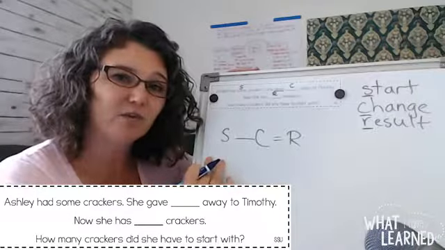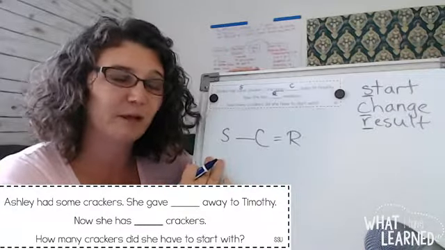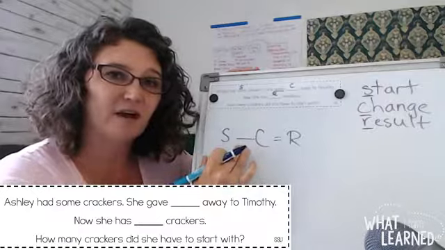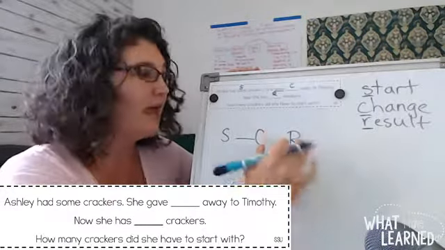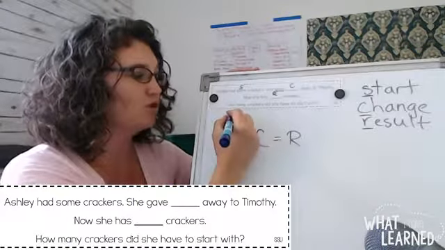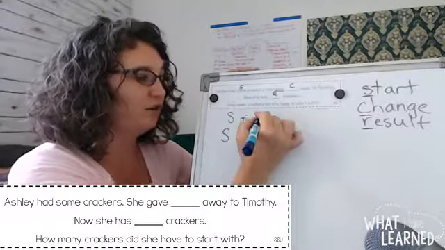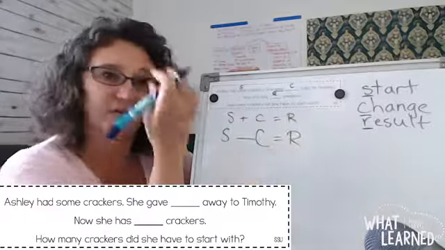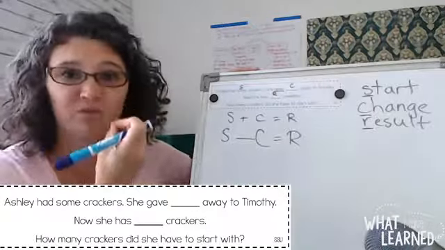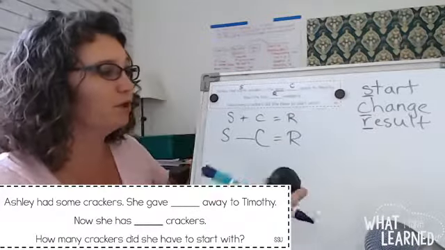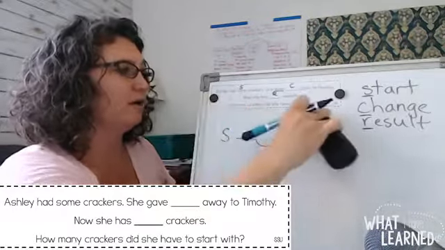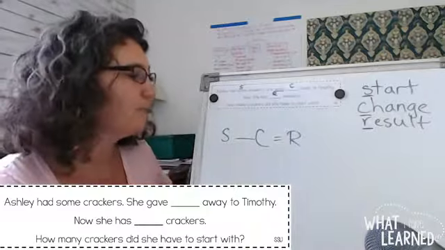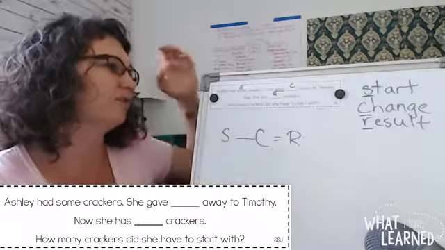This equation is going to be used throughout all of the separate problems. It's always going to be start, take away, change equals result for separate problems. And it's the same thing for join problems. Start plus change equals result. Okay. It's set up with the same structure for both of those problem types. And when we get into compare and part whole, it changes a little bit, but it's always going to have that structure.